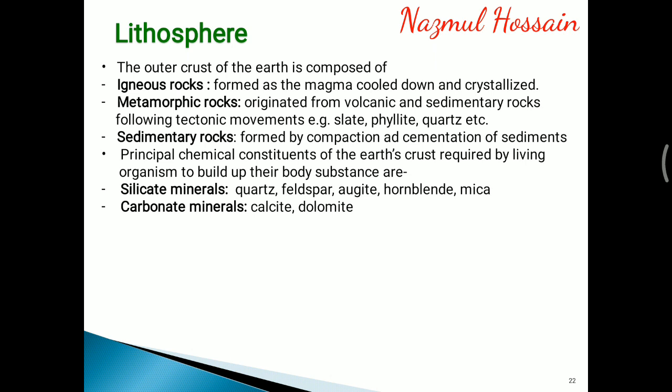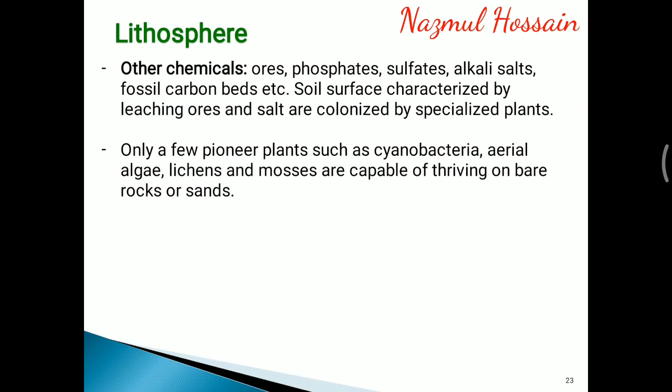In silicate materials, there are quartz, feldspar, augite, hornblende, mica, and the carbonate minerals are calcite and dolomite. Other chemicals are ores, phosphates, sulfates, alkali salts, fossil carbon beds, etc. Soil surfaces characterized by leaching ores and salt are colonized by specialized plants. Only a few pioneer plants such as cyanobacteria, aerial algae, lichen, and mosses are capable of thriving on bare rocks or sands.